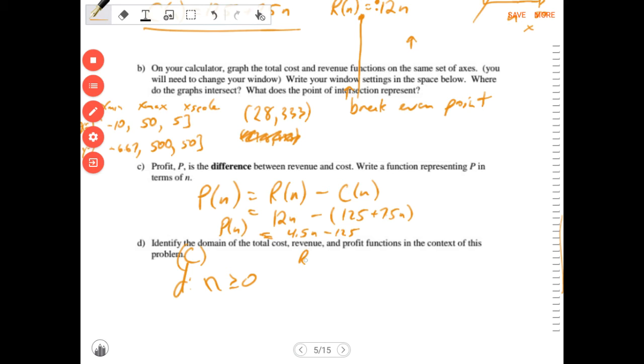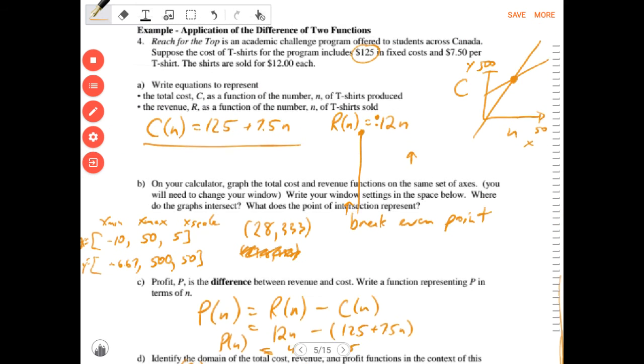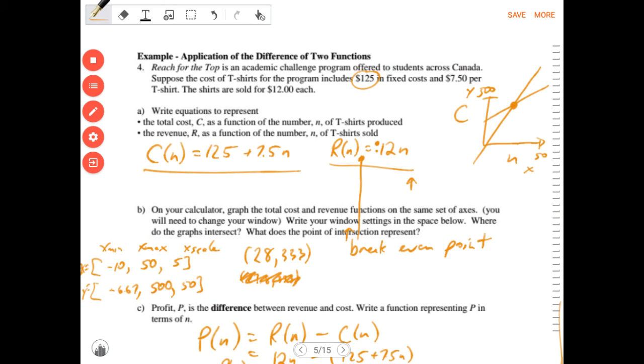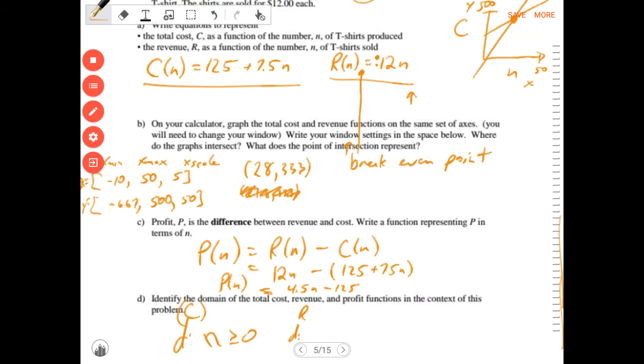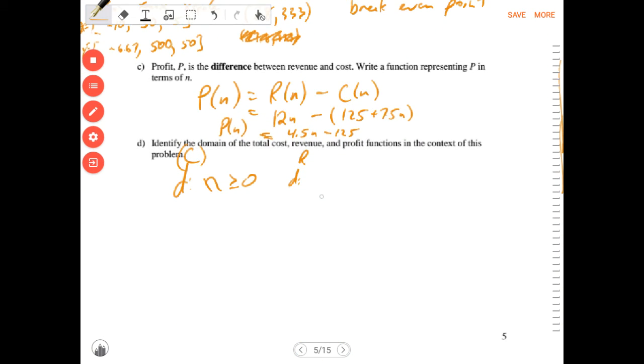Now, the revenue function, the domain for that one, same kind of idea. It's 12n. Well, you can't sell less than 0 shirts either. So n is still bigger than or equal to 0. And then the profit function, again, you can't sell or make less than 0 shirts, so it is still n is bigger than or equal to 0, at least in the context of this problem. Range is a little bit different, but domain, that's how it's got to be for this particular function.